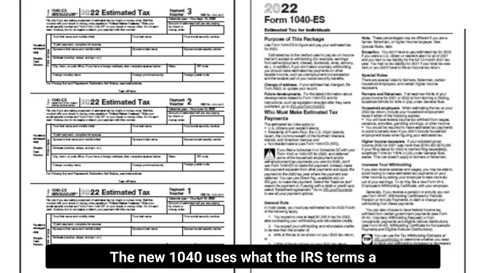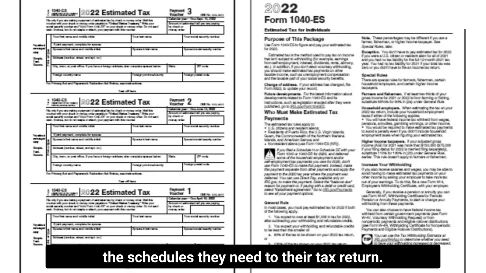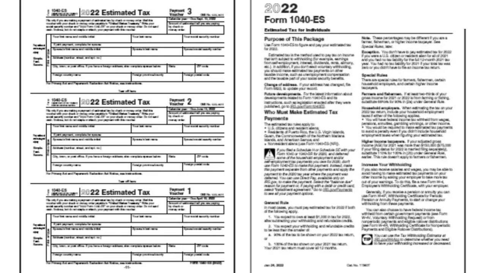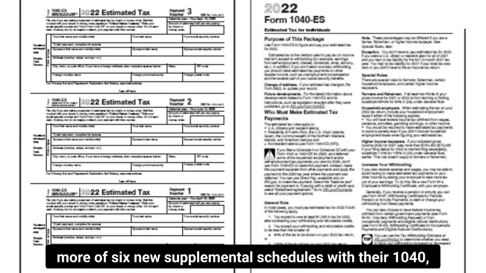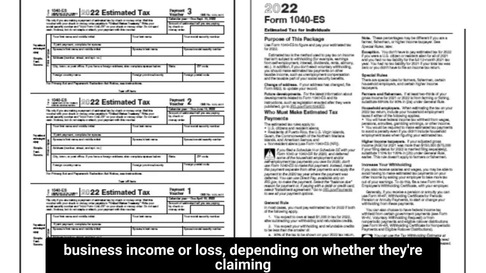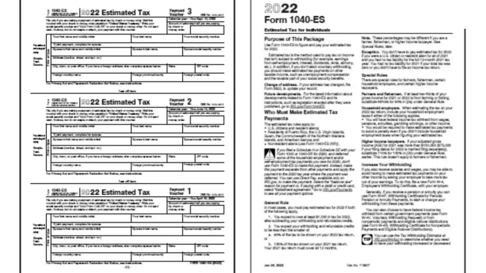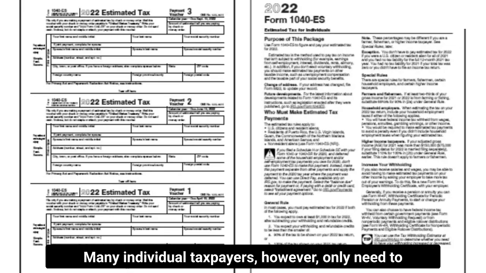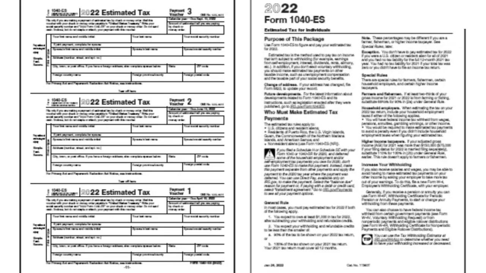The new 1040 uses what the IRS terms a building block approach and allows taxpayers to add only the schedules they need to their tax return. Some individuals may now need to file one or more of 6 new supplemental schedules with their 1040 in addition to long-standing schedules for such items as business income or loss, depending on whether they're claiming tax credits or owe additional taxes. Many individual taxpayers, however, only need to file a 1040 and no schedules.